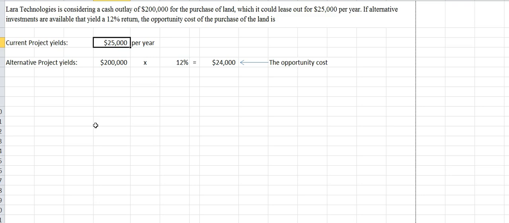Typically, you don't analyze it like this. You have to incorporate the riskiness of each project here. But let's just assume in this case that the risk and everything else is equal. All other things are equal.